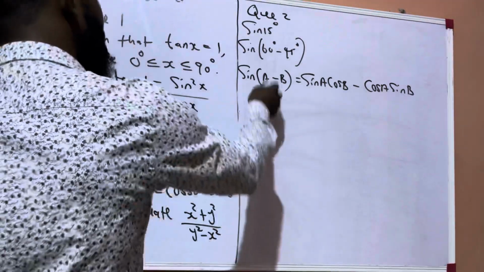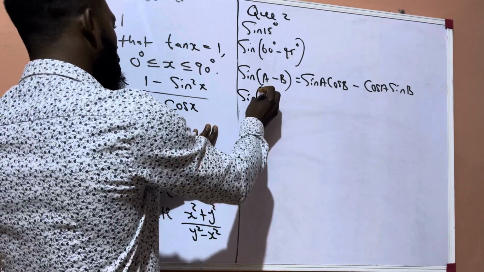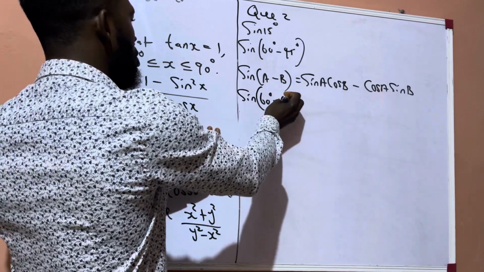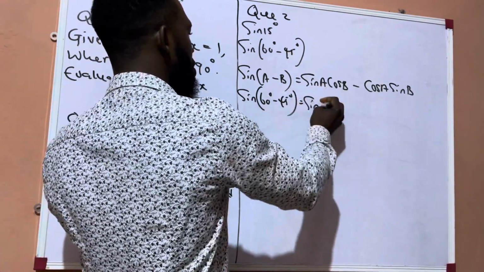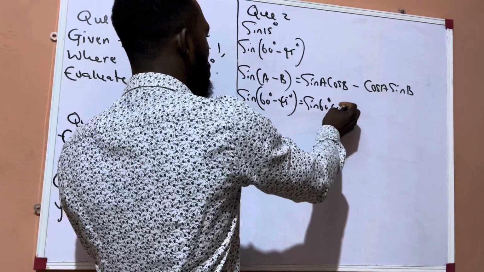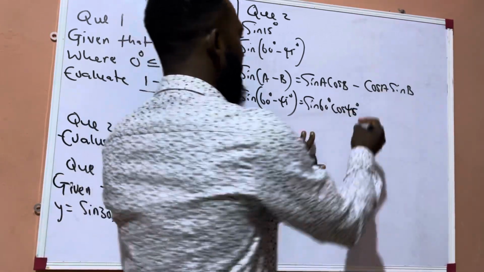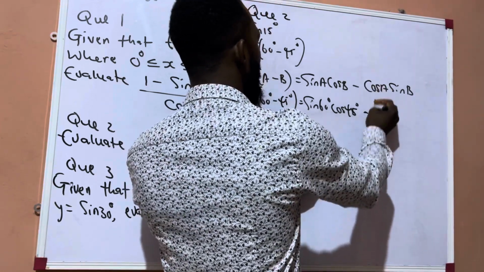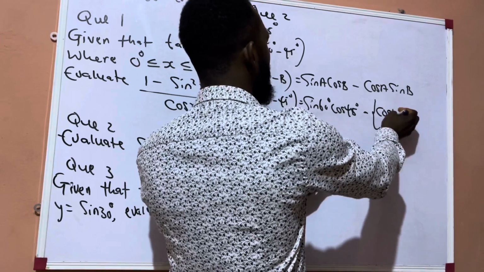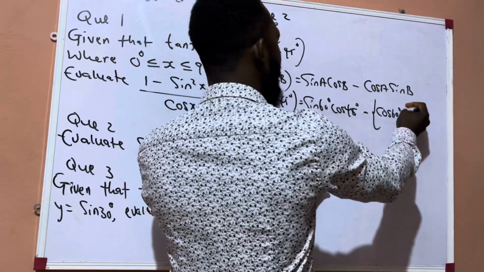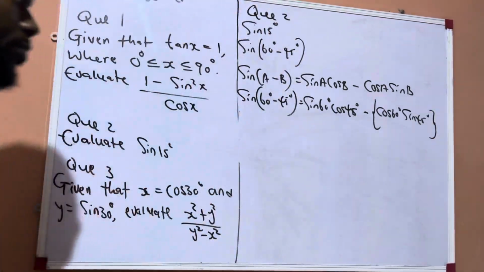Now let's substitute. A is 60, B is 45. So I'm going to have sine (60 degrees minus 45 degrees) equal to sine A, which is sine 60 degrees, cos B, which is cos 45 degrees, minus cos A, which is cos 60 degrees, sine B, which is sine 45 degrees.